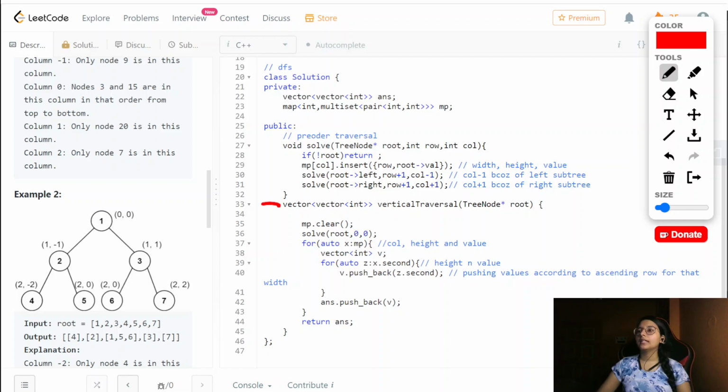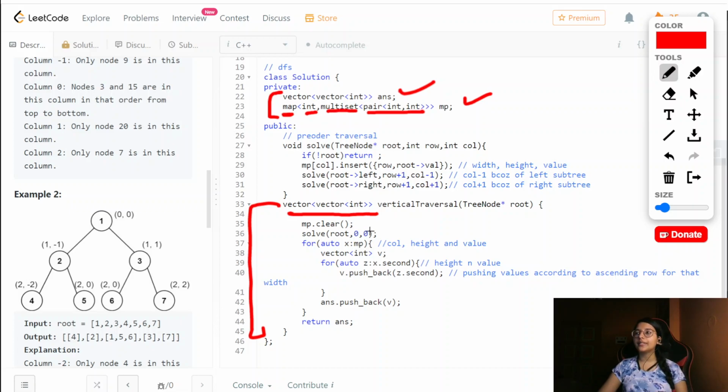So the first thing which is being given to us: we are required to return a vector of vector, basically a 2D vector or 2D array. So first, I have taken as the private global variables this, which will be our answer, and I have taken this map whose first would be an int and the second would be a multi-set in which I am taking a pair. So these will simply represent my width, then height, and then my value. So these are the three things which we will be having in this. And now comes the part. First we will be clearing our map.